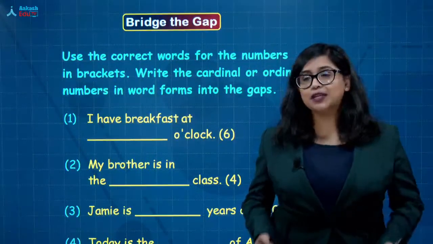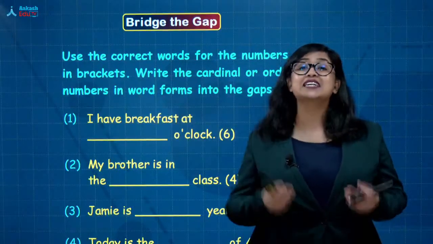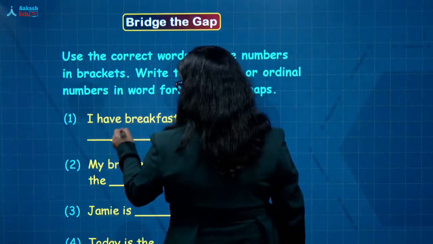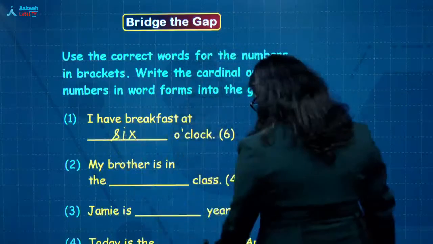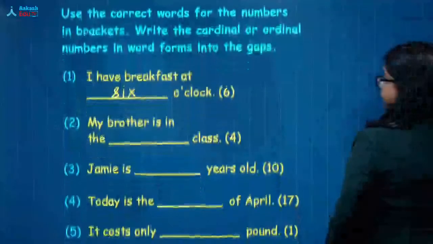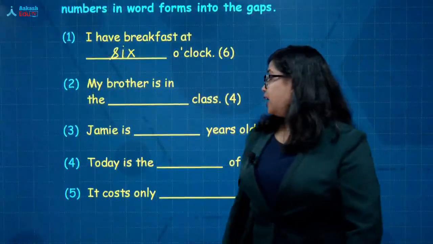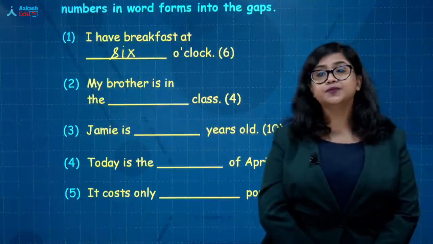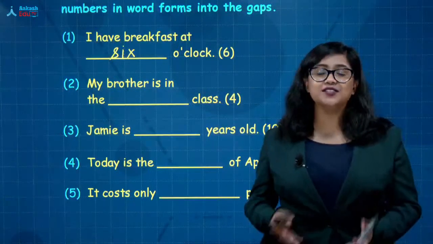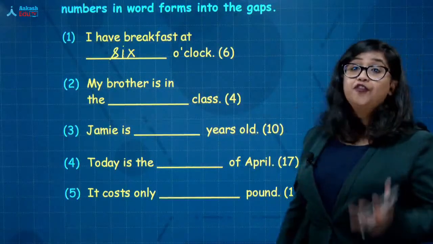Yes, absolutely correct guys, very well done. Of course, for time we do use cardinal numbers, right? So we'll write it as 6 in word form. Okay, moving ahead with the next one. My brother is in the dash class. Well done guys, very well done, absolutely correct. My brother is in the 4th class.